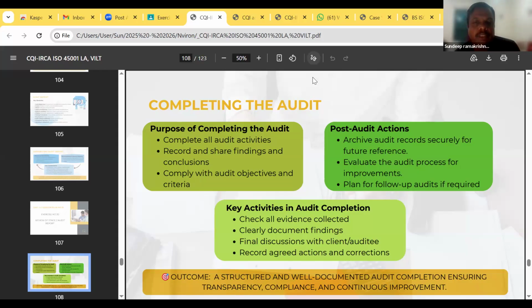So the activities in audit completion, as an auditor, your responsibility is to check all the evidence is collected. Clearly document your findings, and if any final discussions are required, have that with your auditee and record the corrections and the corrective actions. You record them diligently. This is what will close out the audit, right?